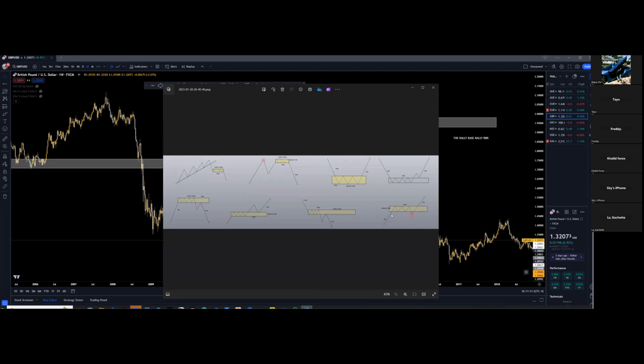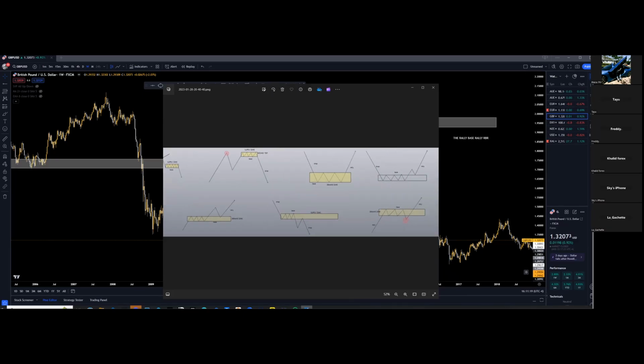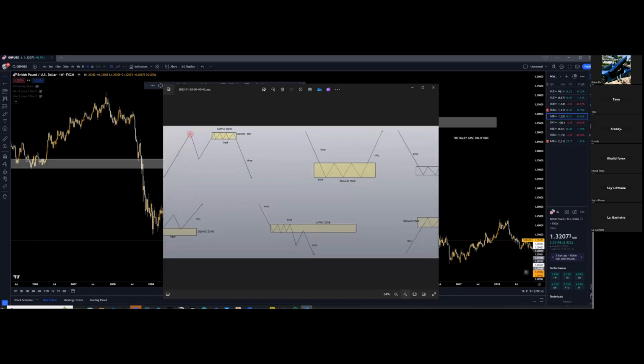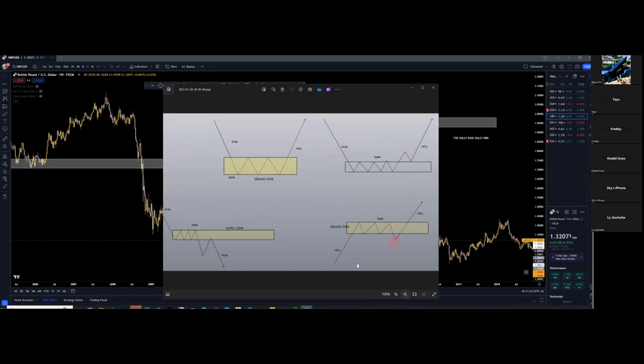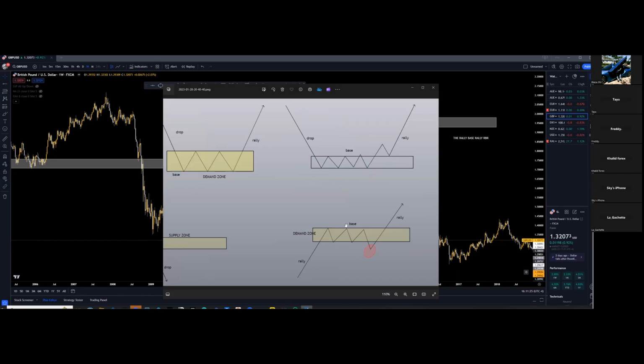So a rally-based rally is price literally pushing. This is the example right here. Can I zoom into this thing? Okay. This is the example. Price rallies up, it could consolidate. It gives the base, price pushes back into that base, and then it continues rallying up. So that's called a rally-based rally.